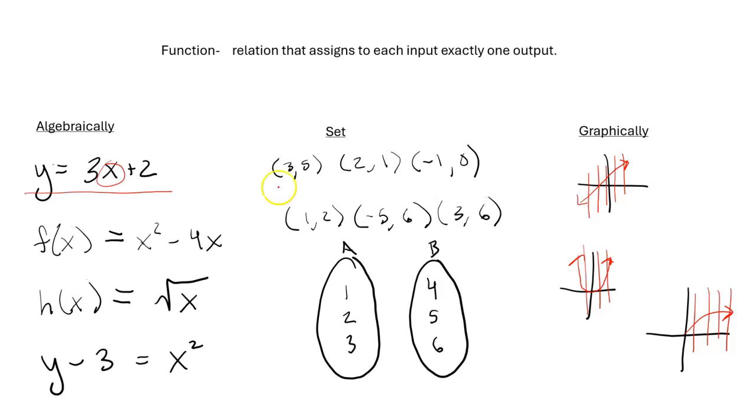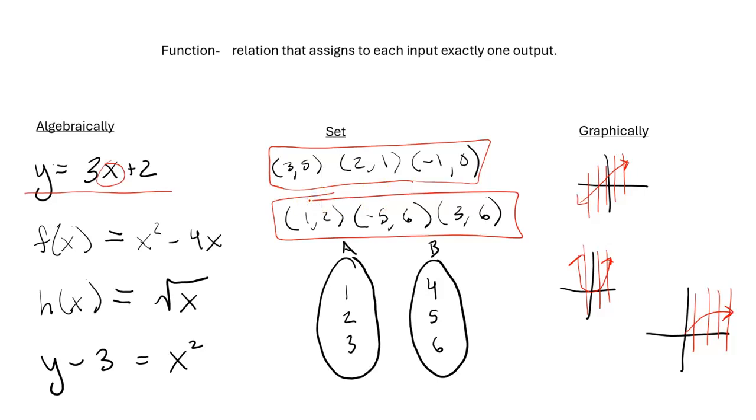Over here, I have some separate sets that have nothing to do with those, just to give you an idea of what sets of numbers could look like. These are 2 different ones. So you'll see that each input, I'm plugging in 3, I'm getting out 5. I'm plugging in 2, I'm getting out 1. Plugging in -1, I'm getting out 0. That is a function.